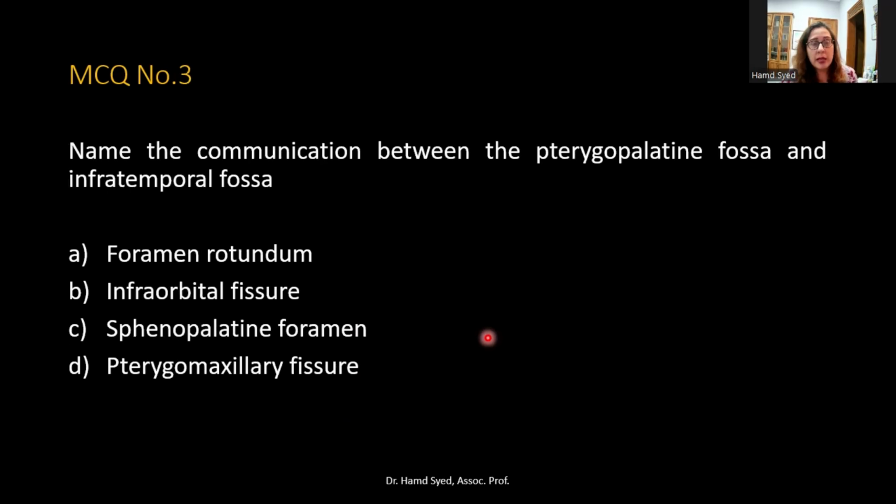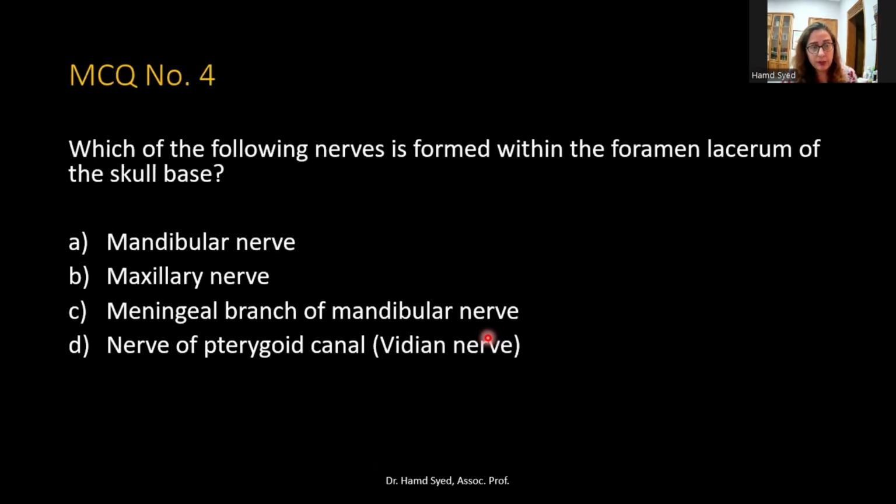Now, the third MCQ is: name the communication between the pterygopalatine fossa and infratemporal fossa. That's an easy one. This communication, I told you again and again, is the pterygomaxillary fissure. So D is the answer for this MCQ. Now, which of the following nerves is formed within the foramen lacerum of the skull base? Well, the answer for this one is the nerve of the pterygoid canal, also known as the Vidian nerve. Remember, it is formed within the foramen lacerum by the union of the greater petrosal with the deep petrosal nerve. So D would be the answer for this MCQ.